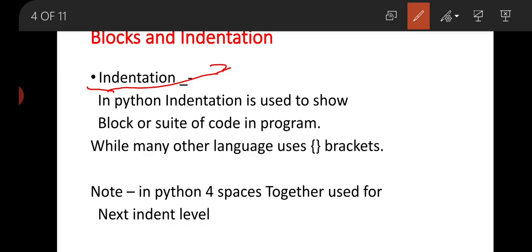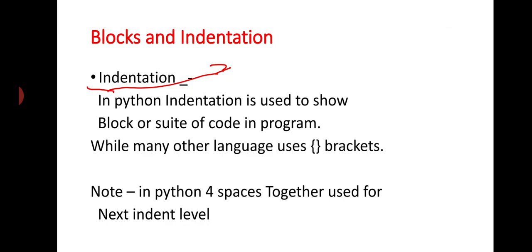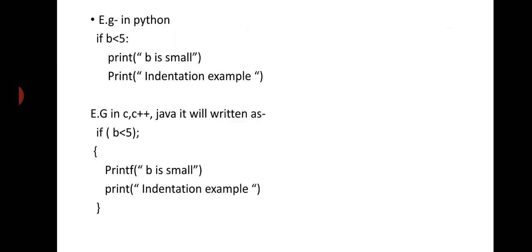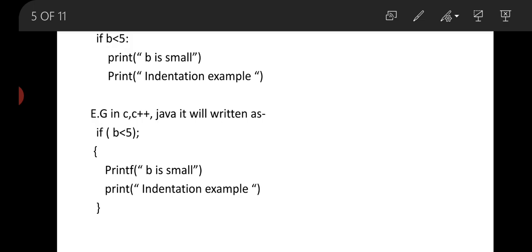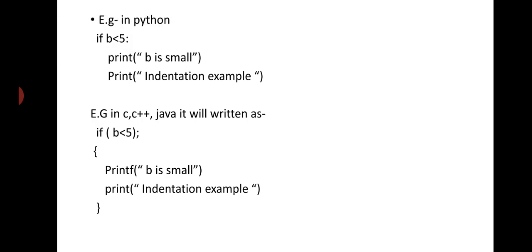And there is a very important role of indentation in the Python programming language. Now let's see an example. In Python, suppose that we are going to test the minimum and maximum between two numbers. Here b is one number and 5 is another number. Now let's define the condition. If b is less than 5, print b is small and print indentation example.